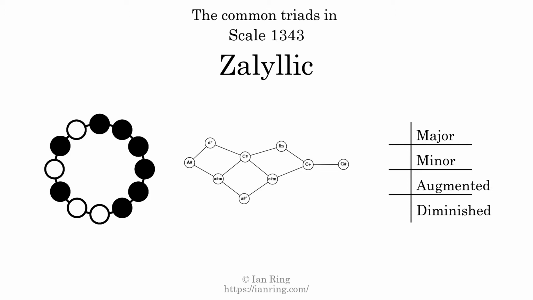The diagram in the center is a graph of parsimonious voice leading between triads. There are 3 major triads. There are 3 minor triads. There is 1 augmented triad. There are 2 diminished triads. Here is a Hamiltonian path of parsimonious voice leading that uses all the triads.